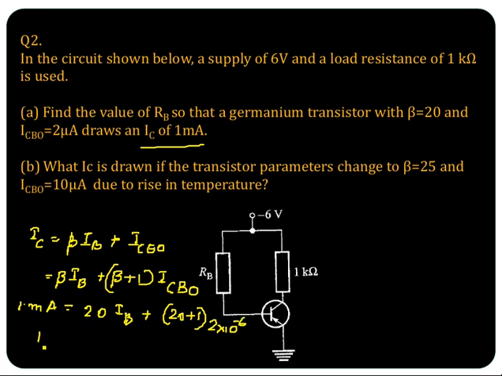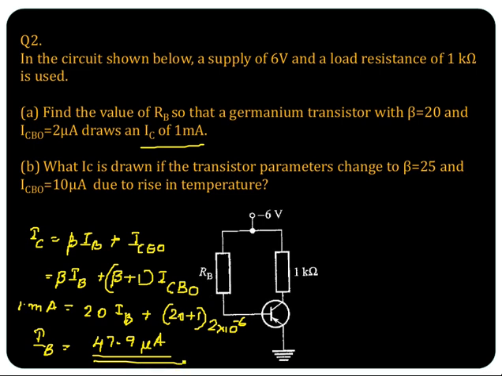From this you can find out the value of IB, which is step 1 in fixing the operating point of the fixed bias circuit. If you substitute 1 milliampere, then 1 into 10 raised to minus 3 minus 20 plus 1 into 2 into 10 raised to minus 6, divided by 20. That will give you IB equal to 47.9 microampere.